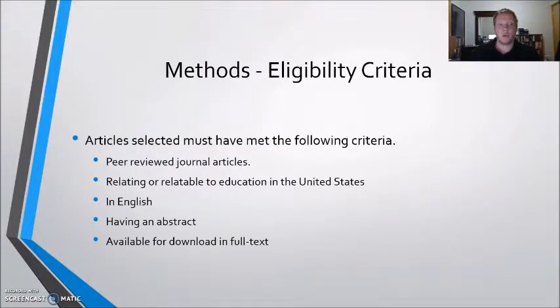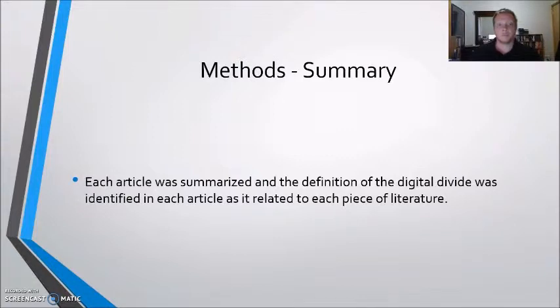Eligibility was also important. Articles selected must have met the following criteria: peer-reviewed journal articles, relating or relatable to education in the United States. They had to be in English, they had to have an abstract, and they had to be available for download in full text. So each article was summarized and the definition of digital divide was identified in each article as it is related to each piece of literature.